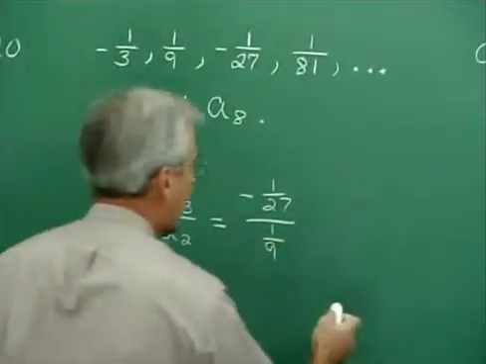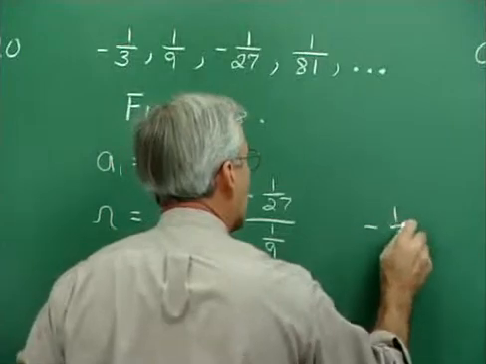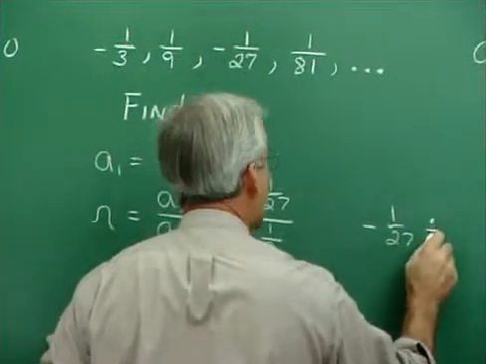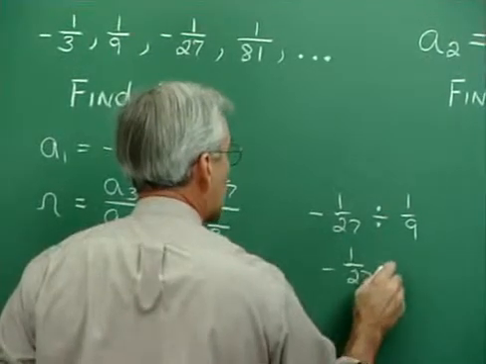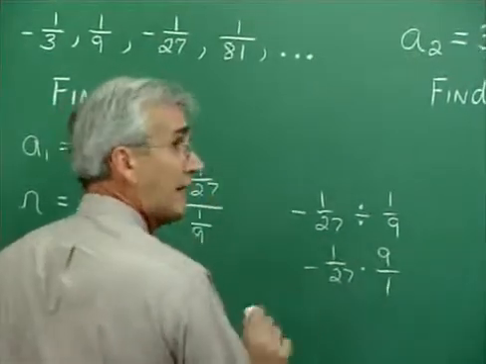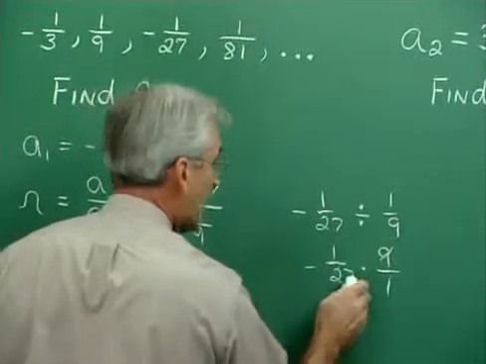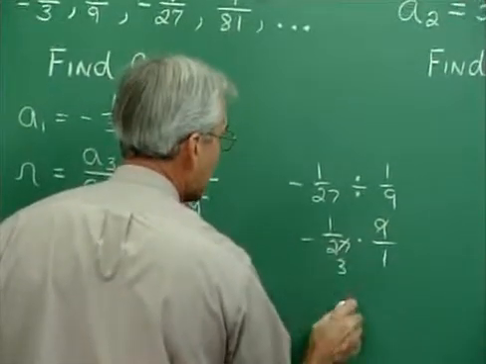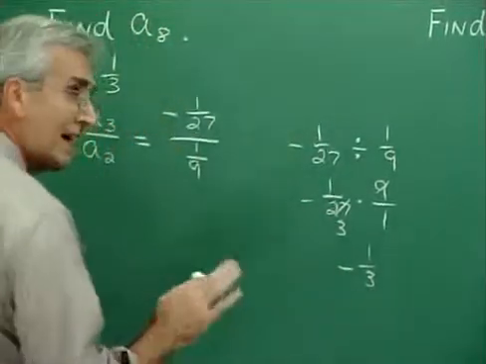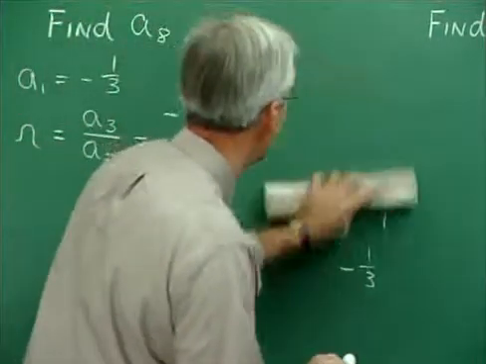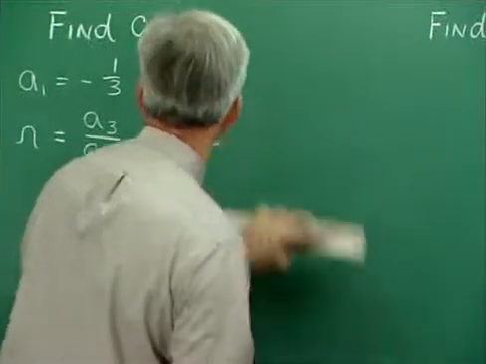Now, it's a complex fraction, and we know that it's negative 1/27 divided by 1/9, which means negative 1/27 times 9/1. Oh, happy day, we have a cancellation. The 9 and the 9, 1, 9 and the 27, 3. So we get negative 1/3 for the common ratio. So that's the way to make the calculation if we're ever confused. Okay, negative 1/3 then is the common ratio.